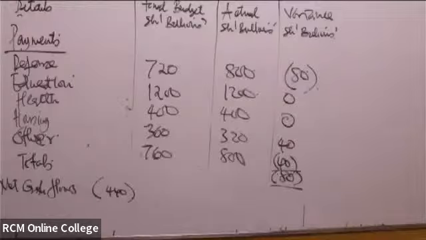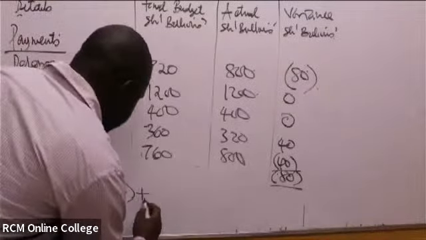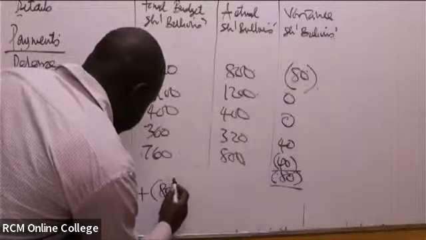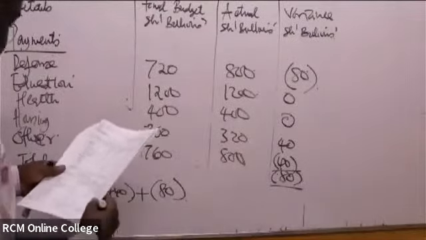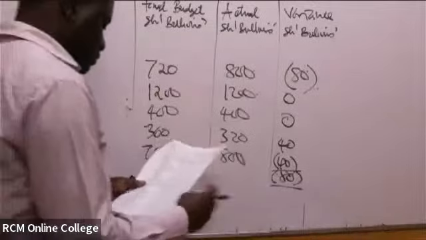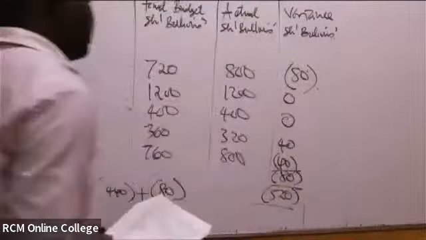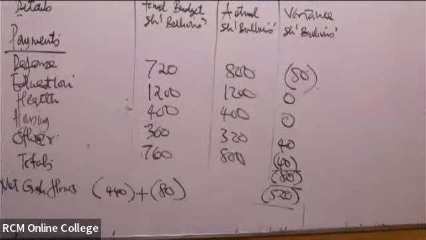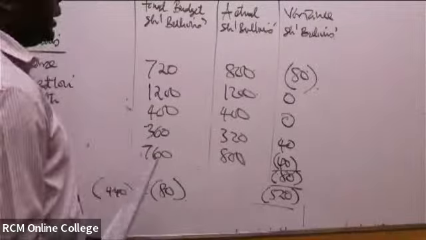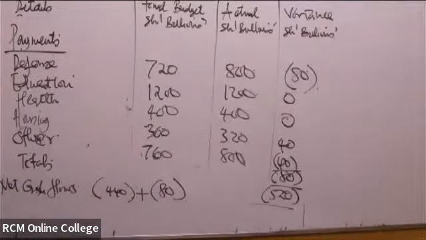Then in this case, we also add these other negatives, negative 8 further. So in total they have net cash flows of negative 520. They'll be in the negative by 520 in terms of net inflows and net outflows. So that's what will happen there.